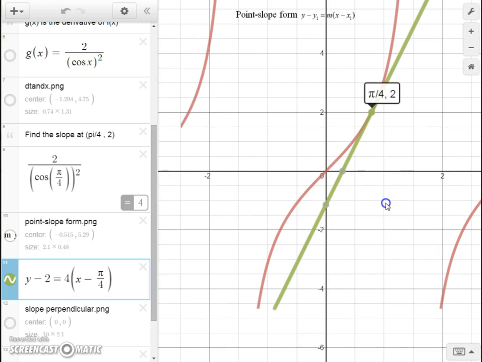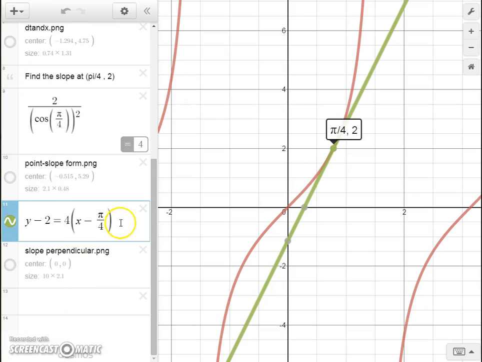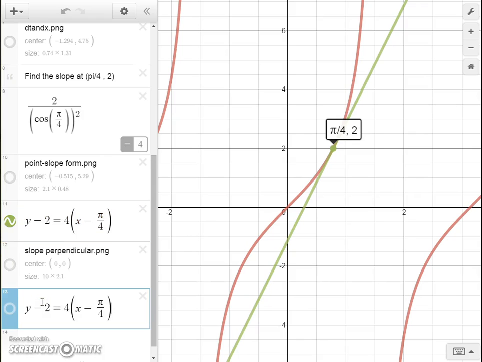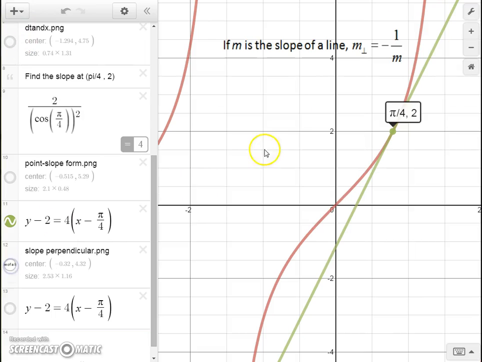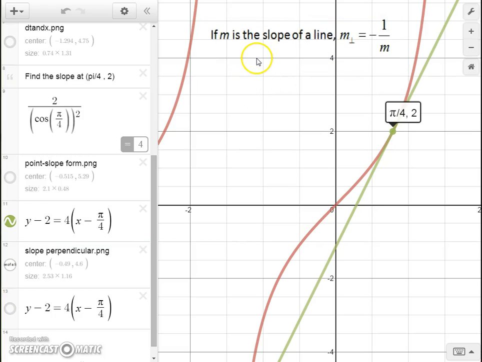Okay, now, what about the perpendicular line? To find the perpendicular line, we need to do something with the slope, but everything else stays the same, right? So let me copy that. Let me show you the relationship between the slope of the tangent line and the slope of your perpendicular or normal line. This is the relationship between the slope of a line and the slope of the perpendicular line.